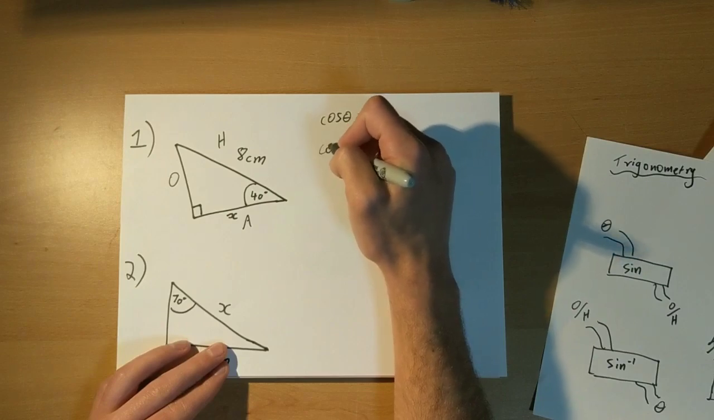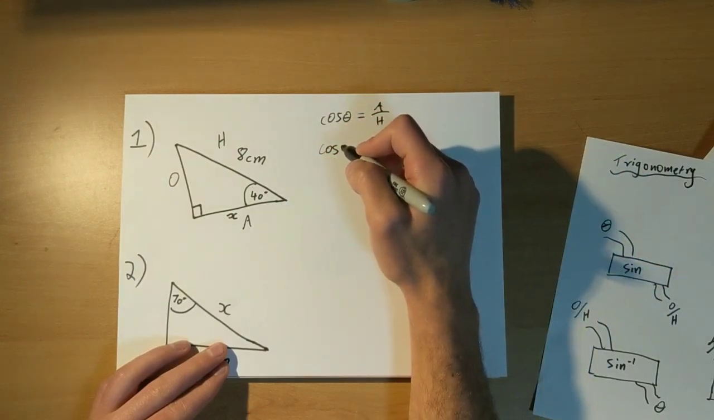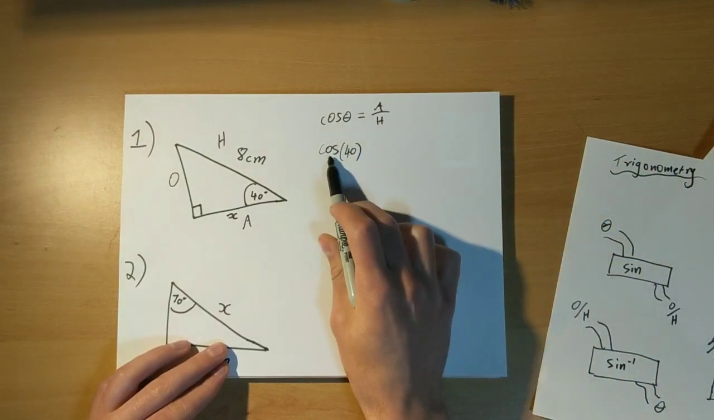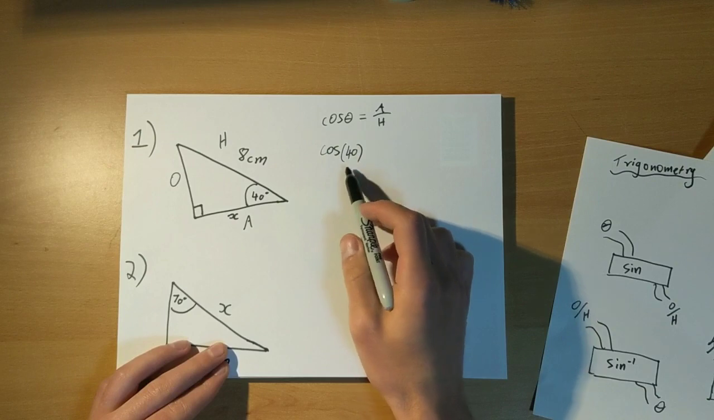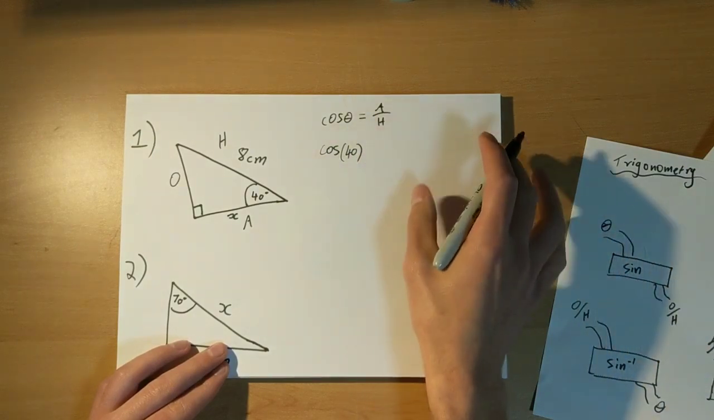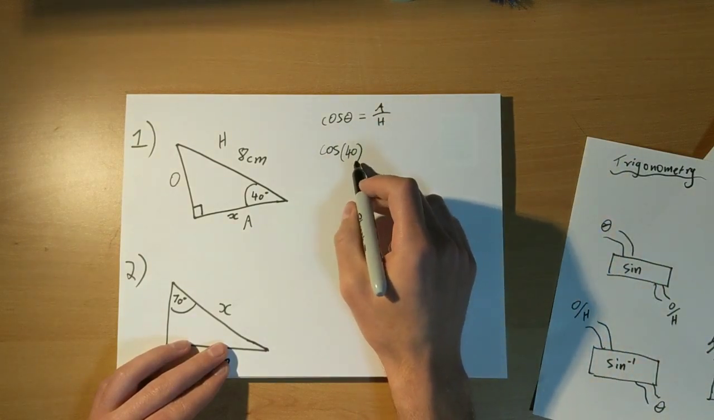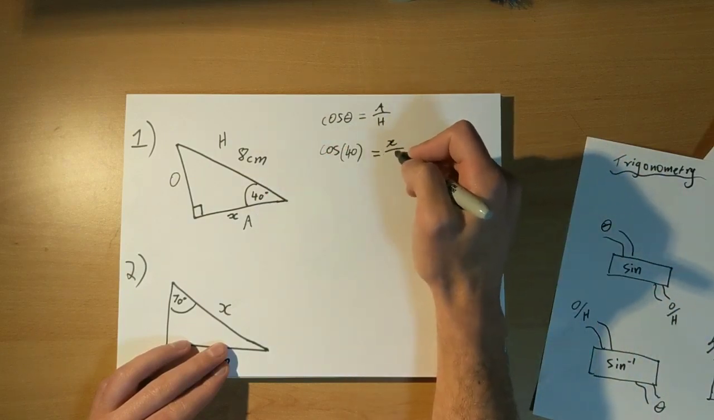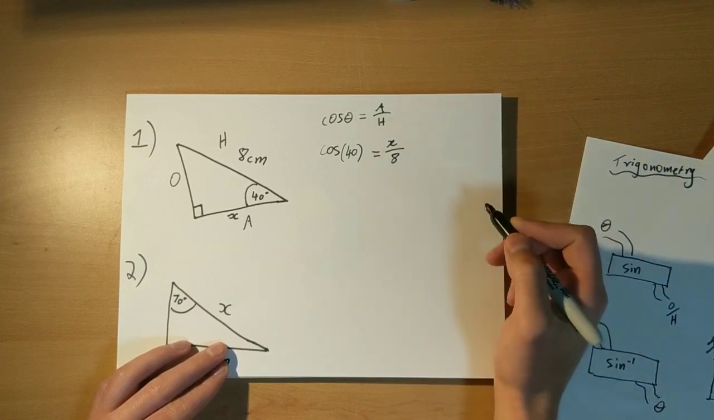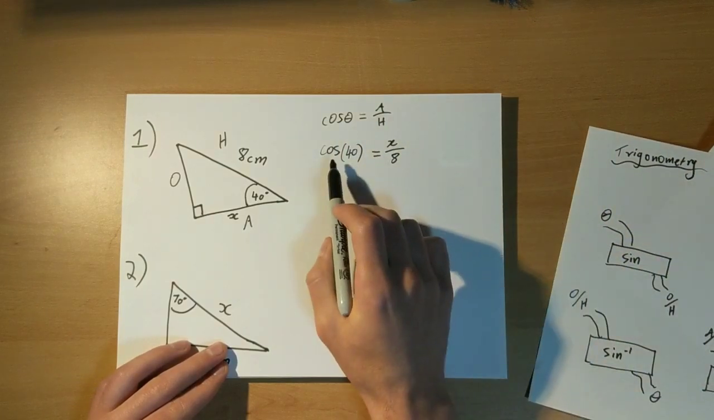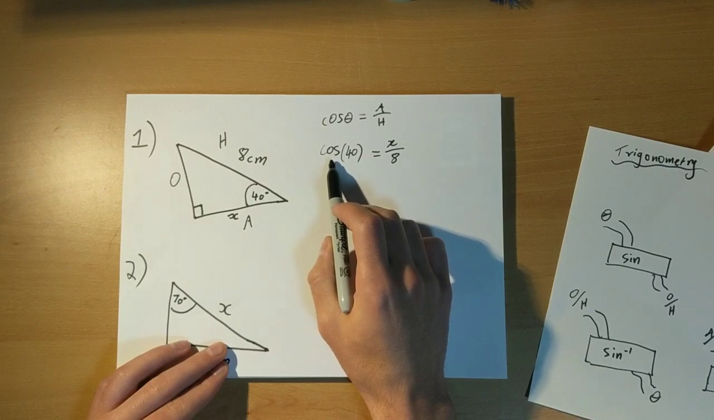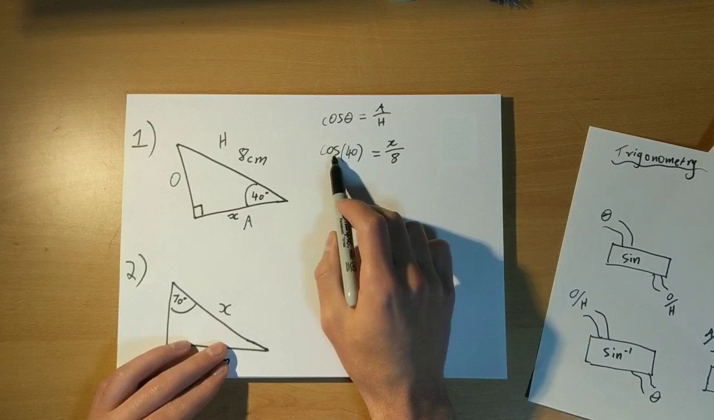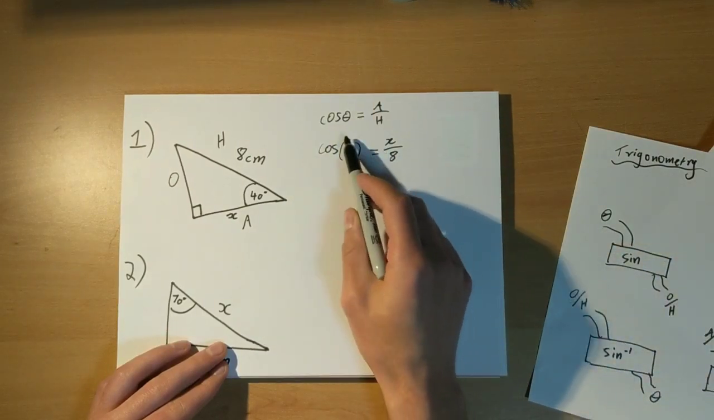So I've got the cosine of 40 degrees, and I can put the thing that I'm putting into the cosine machine in brackets, just to make it really obvious. So I've got the cos of 40 degrees equals the adjacent, which is x, over the hypotenuse, which is 8. Now remember, the cosine itself is not a number, but the cosine of 40, that's a number, because when I put 40 into the machine, a number pops out. So this whole thing together is a number.